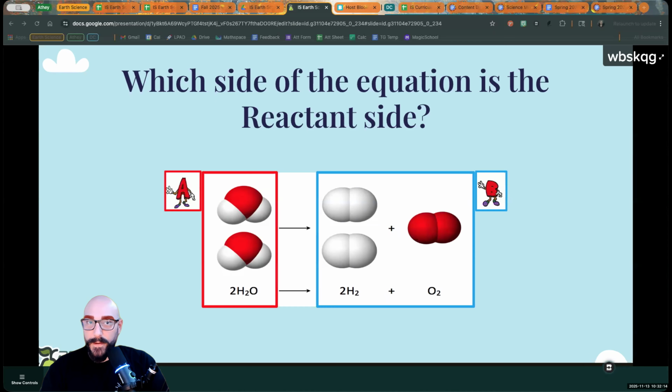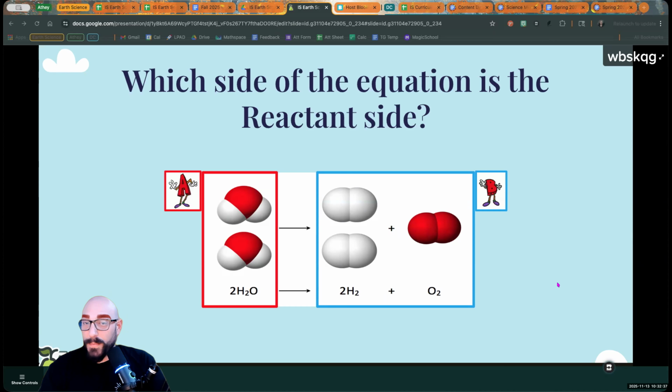This one's a little tricky. So it turns out the reactant side is always written on the left. Always. Okay. The product side is always written on the right. And those arrows in between tell us the direction that that reaction is happening in.